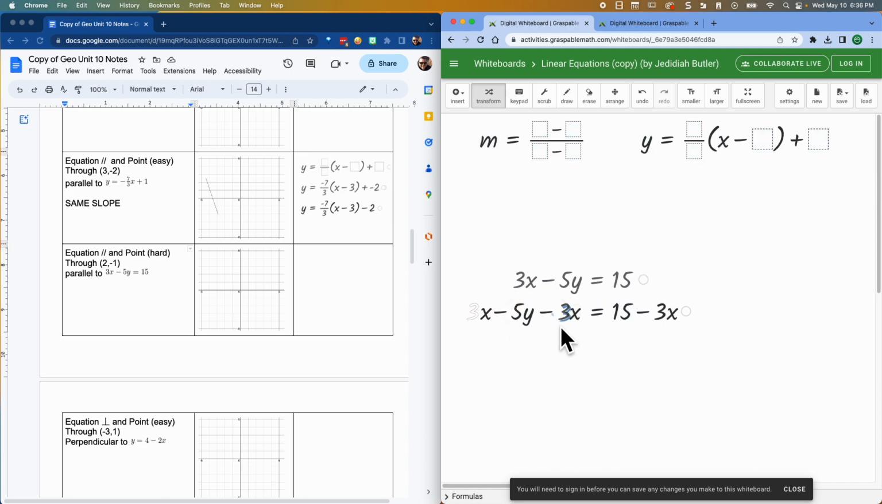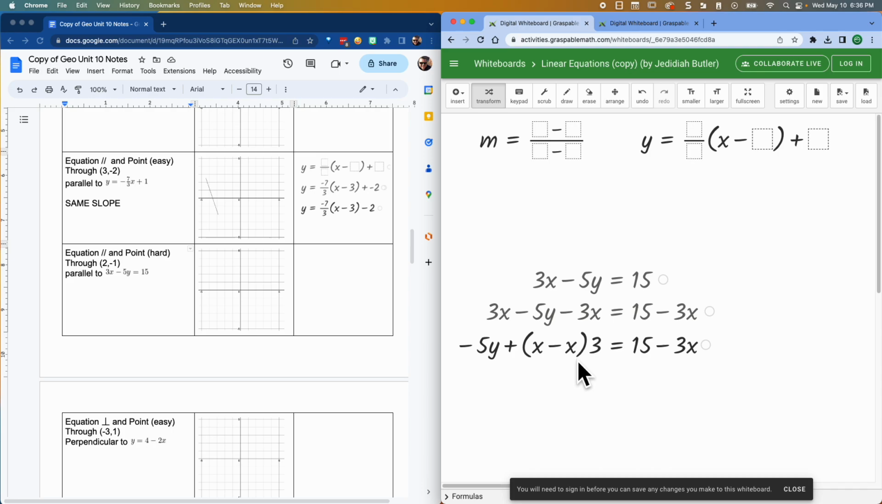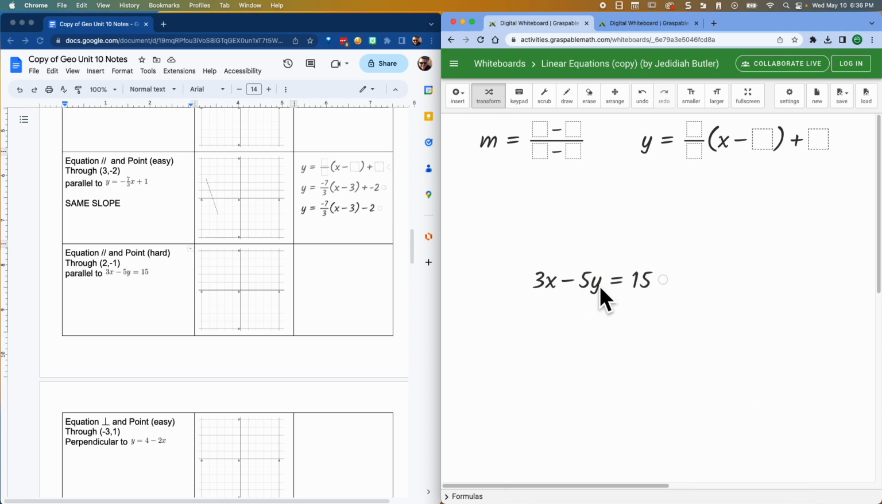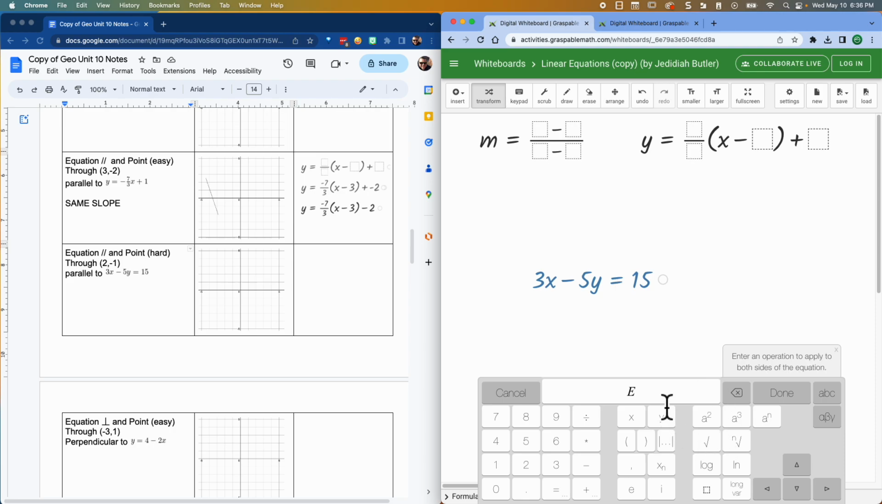And 3x minus 3x is, let's try that again. Let's go back to this line. Oh, it doesn't like moving coefficients in that way. So that's a little bit harder, but that's okay. Let's go back to this line, and I'm going to say equals, and I'm going to say plus 5y on both sides. We'll do it that way.